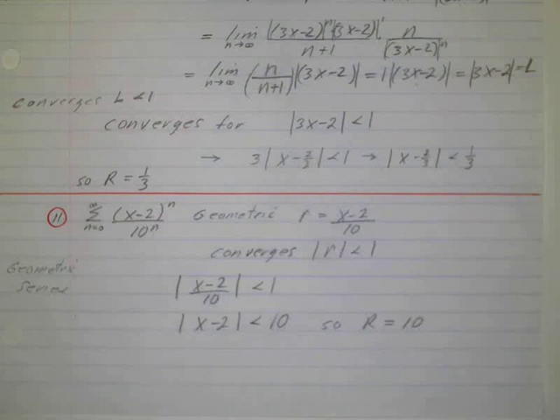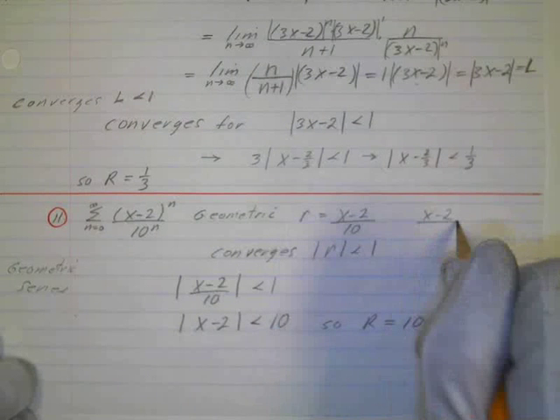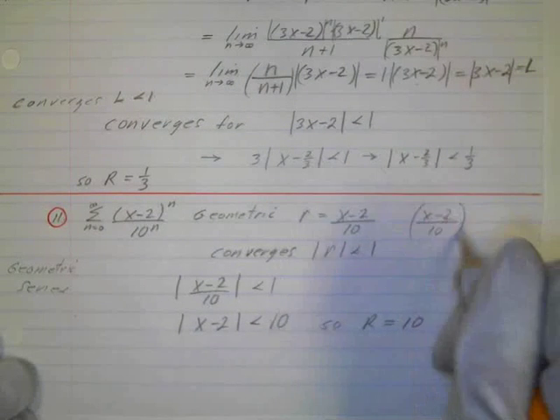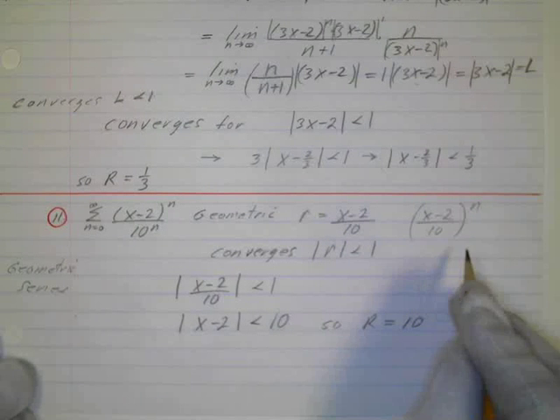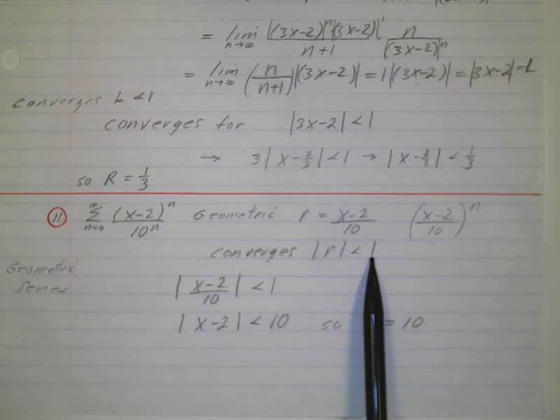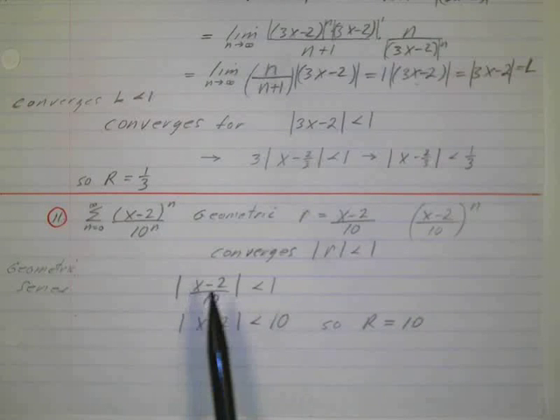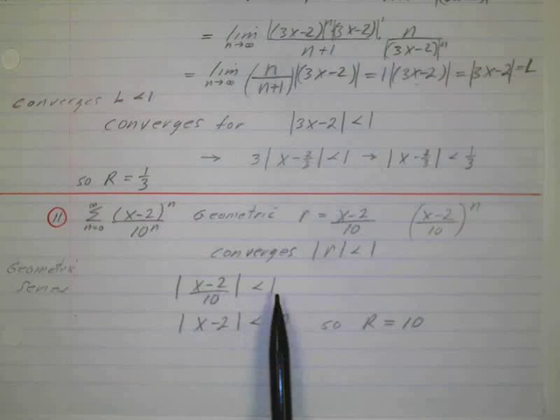Now, you could write this, and I didn't do that, but you could have written this as x minus 2 all over 10 to the nth power. So you could see that that's a geometric series, and that's your ratio. So we know a geometric series converges whenever the absolute value of r is less than 1. So basically we have this x minus 2 over 10 is less than 1.